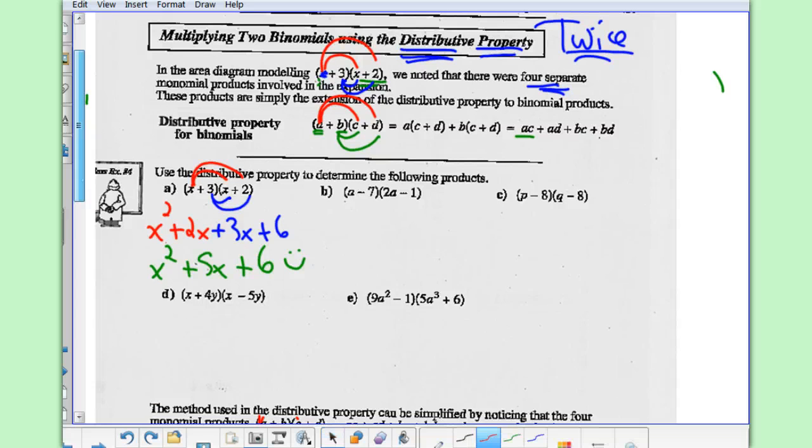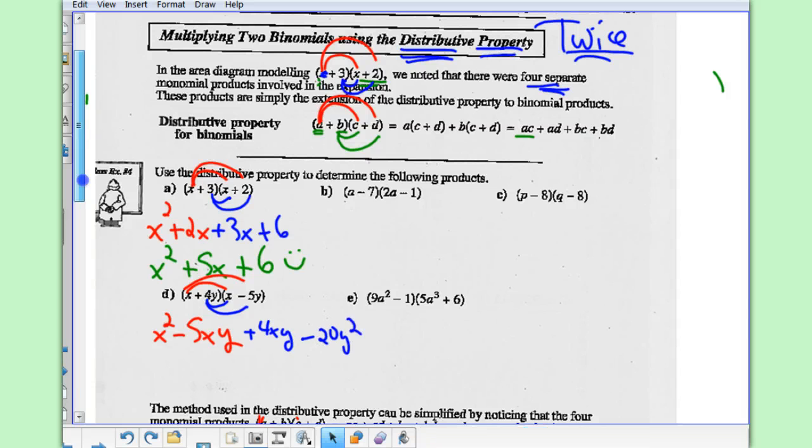If I do the same thing here, binomial, binomial. 1, 2, 3, 4. I do those products. X times x, first 2, x squared. X times minus 5y, minus 5. I like to keep it alphabetical. Minus 5xy. The second 2 were plus 4xy and minus 20y squared. Final answer: x squared minus 1xy, you don't really need the 1, and minus 20y squared. And that's as good as it gets.